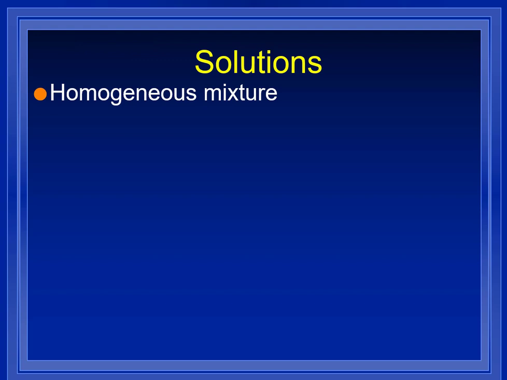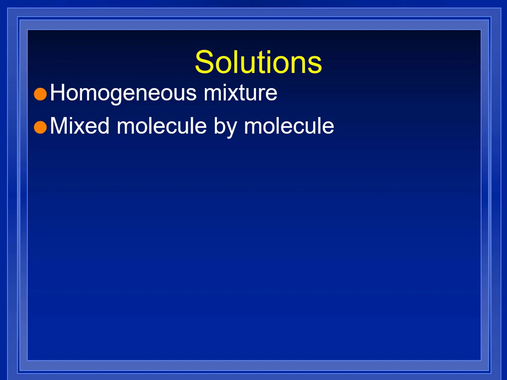Homogeneous. The prefix homo, what does it mean? Same. So when they say homogeneous, that means the same all the way through. No matter where you take a sample, you're going to get the same pieces every time. That it's mixed molecule by molecule. That there's no clumps of pieces. That's what makes it a solution.